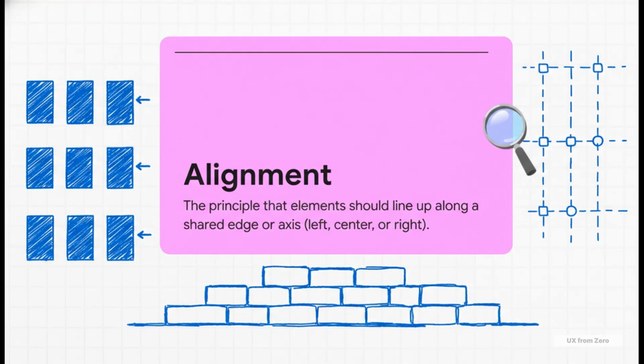First up, alignment. This is a super simple idea. It just means that related elements have to line up along a shared edge. It could be left, right, or center. Just pick one and stick with it. This is literally the bedrock of a clean interface.